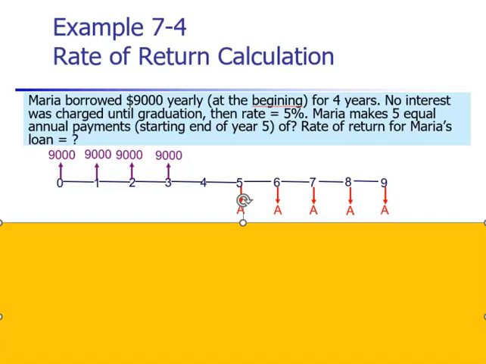Okay, here are the 9,000 yearly payments for 4 years at the beginning. 1, 2, 3, 4. Here is graduation. For the graduation year, Maria has received the payment. And after graduation, at the end of year 5, she needs to start paying off her loan in 5 payments, 5 consecutive annual payments.